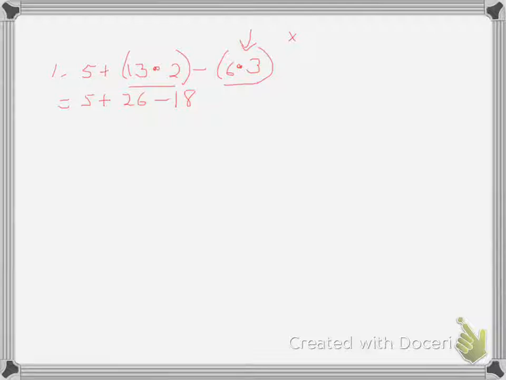Now, what do I do next? Next, I add or subtract from left to right. So I do this addition next. 26 plus 5 more is 31. Copy down everything else, and finally do my subtraction. 31 minus 20 would be 21, and that would be 23. So, did I do that right? No, I did not do that right.